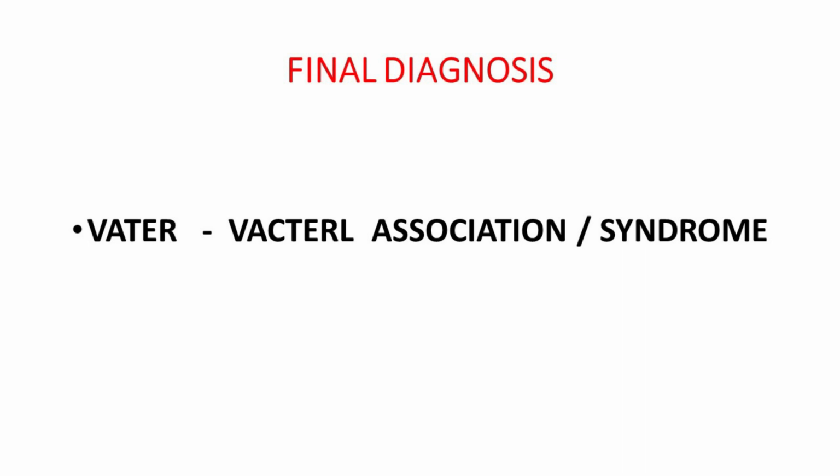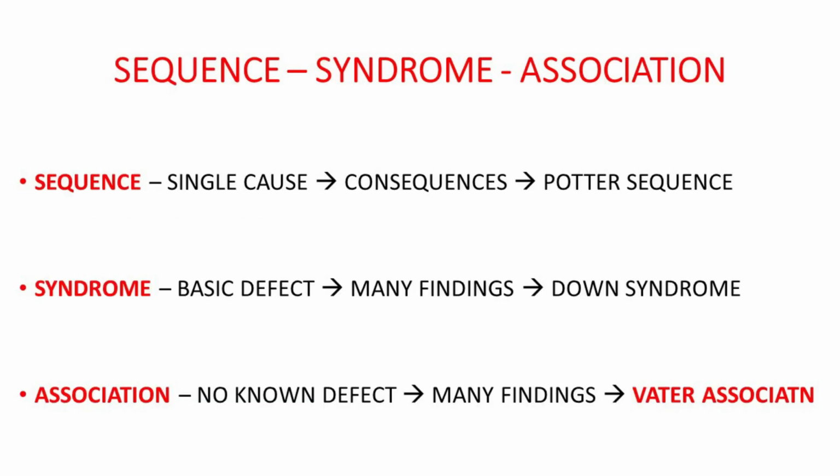Before going to the discussion, I want to highlight the definition of 3 things from the basics. When so many findings are noted, few are called sequence, some are called syndrome, and few are called association. What is the difference? When most of the findings are due to the consequences of the same single cause, it is called sequence. The best example is Potter sequence.